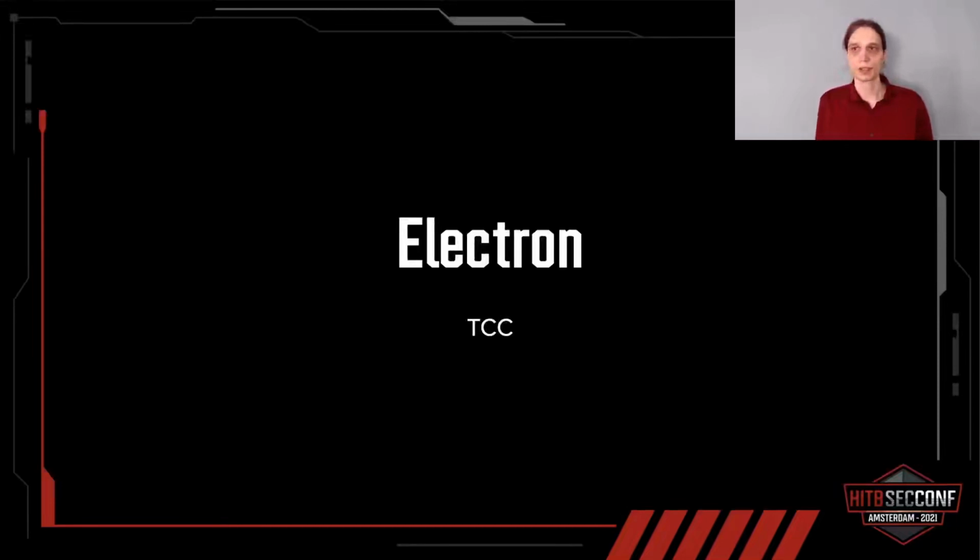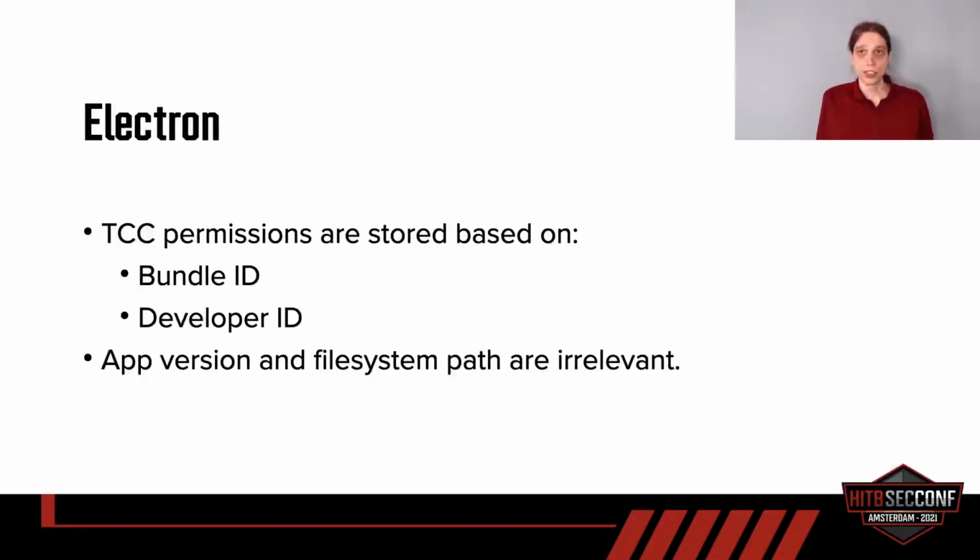Next up is Electron, and how TCC is often vulnerable when used on Electron applications. So as Dan mentioned, TCC permissions are stored based on two things, the bundle identifier of the application and the developer identifier. This means that the version of the application and the path on the file system are not relevant to the permissions it has. This means that if you download an upgrade, then that upgrade automatically still has the TCC permissions that you gave it.